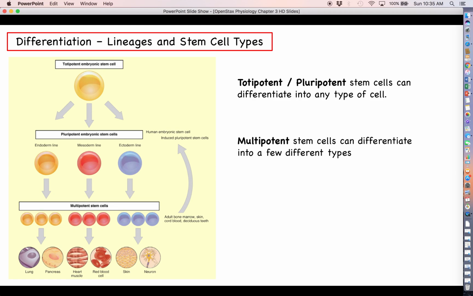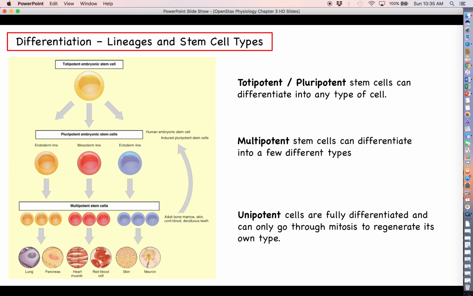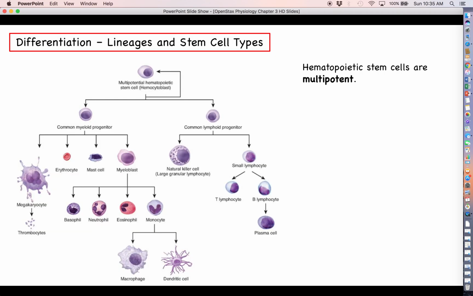Now, multipotent stem cells do exist in some forms in the human body. These are stem cells that are capable of differentiating into a few different cell types, but not a whole lot. They're not capable of differentiating into every type of cell, but they are capable of differentiating into a few different types. And then most stem cells in the body are what we call unipotent, in terms of they are already determined in what they are going to become. So they are fully differentiated, and when they undergo mitosis, they can only produce one very specific type of cell.